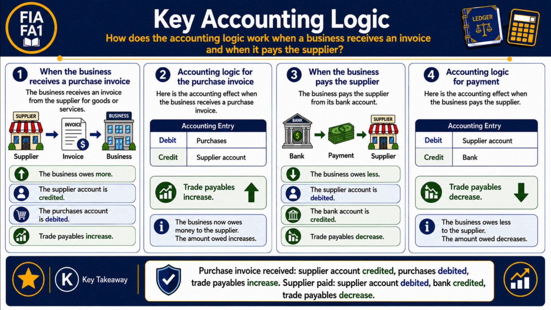Let us connect the logic clearly. When the business receives a purchase invoice, the business owes more. The supplier account is credited. The purchases account is debited.